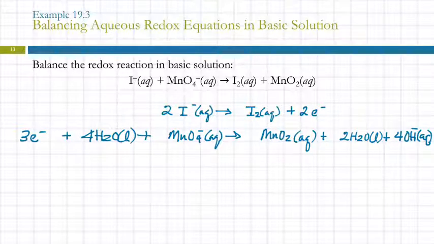I need to get the number of electrons the same. So I've got 2 and 3. I'm going to go with 6 again. So I'm going to multiply this one by 3 and this one by 2.